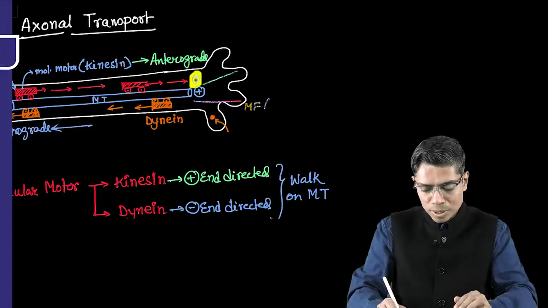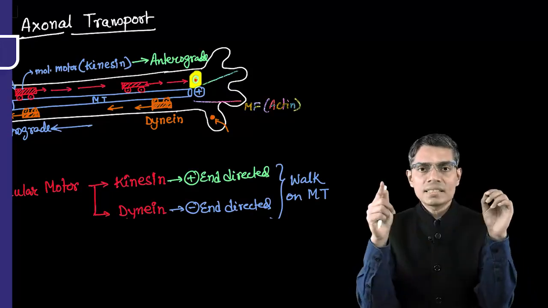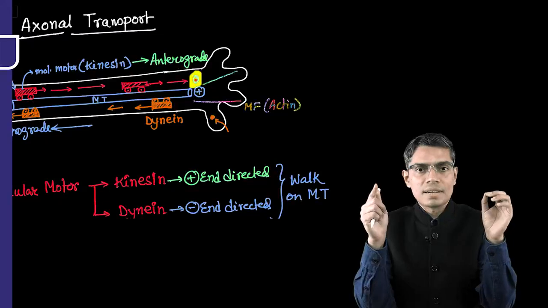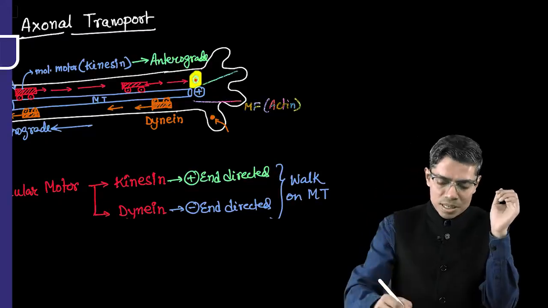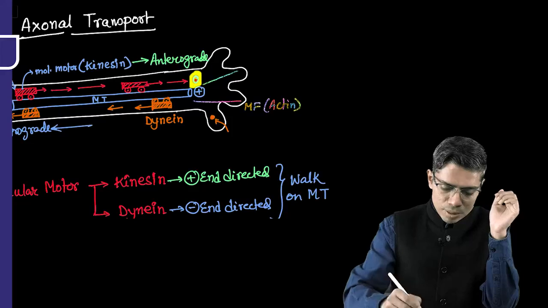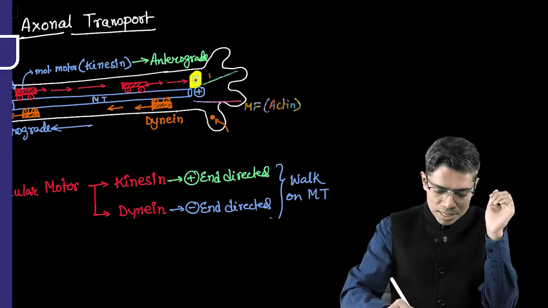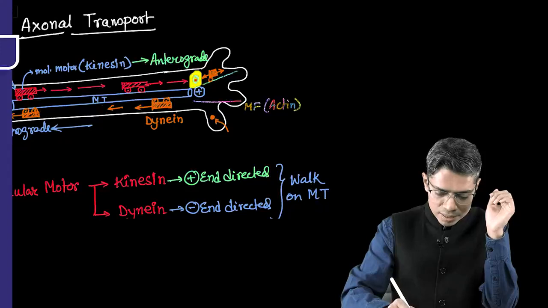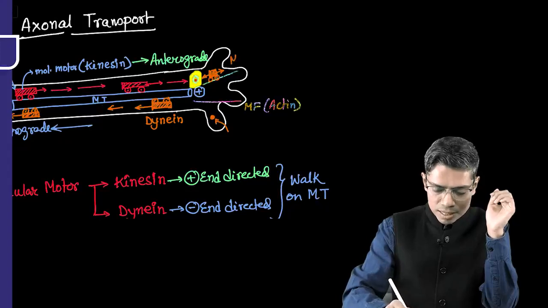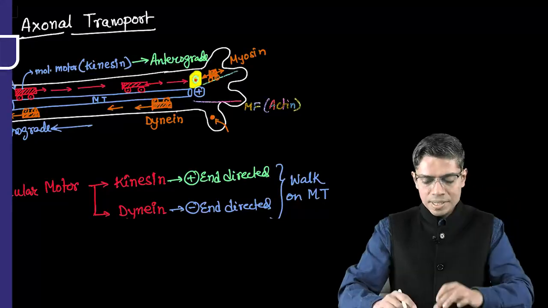I hope all of you remember microfilament means they are the actin molecule. So actin is the pathway for local train. So for local train, who is the molecular motor? The molecular motor for this local train is myosin molecular motor. They can move in both the directions. So this is the molecular motor which is nothing but myosin.